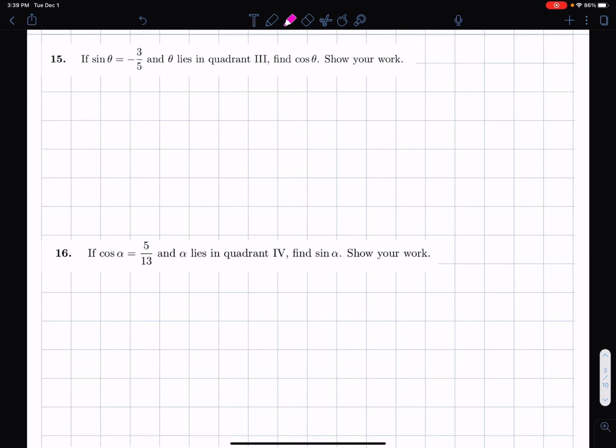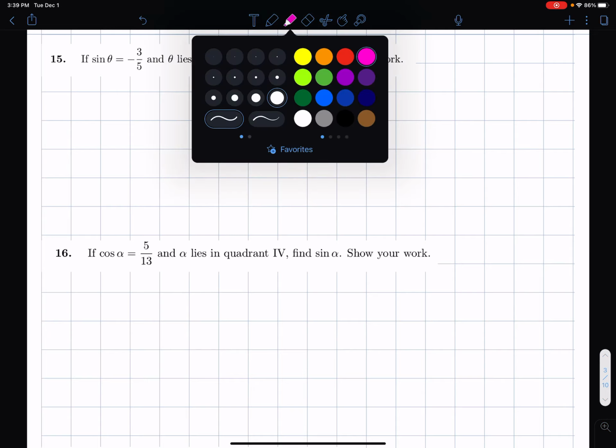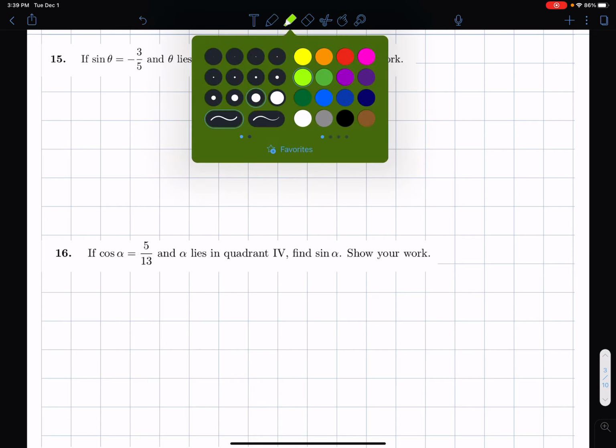All right, let's continue with our practice test here, and let's look at problem number 15. If sine theta is negative 3/5 and theta lies in quadrant 3, find cosine theta. Let's start off with the given that sine theta is equal to negative 3/5.